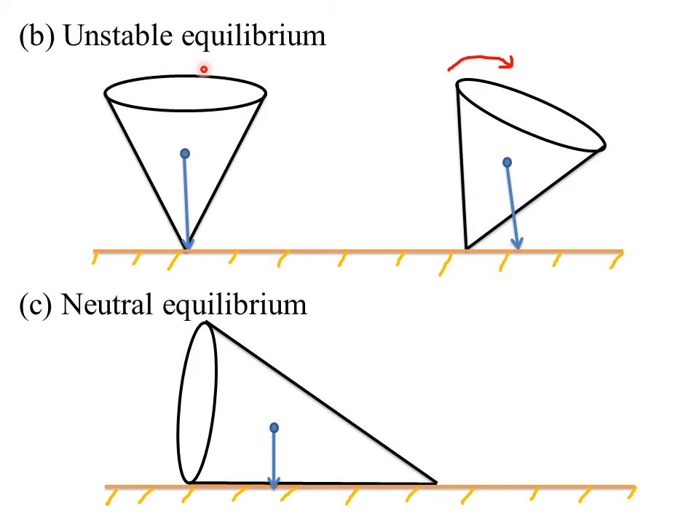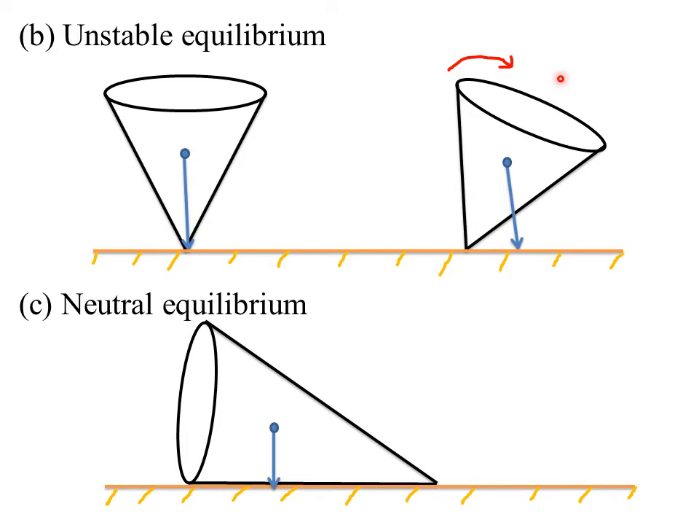Then the position of center of gravity is high and far from the base. The position of COG is high and far from the base. Like for this case, the position of center of gravity could be somewhere here. Then when I apply a smaller force on this object, it actually falls over or topples over.